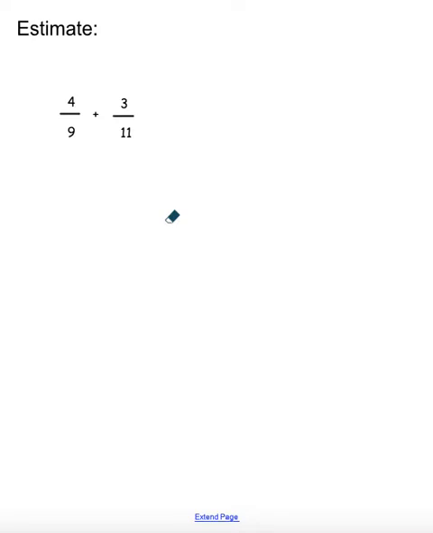So the first one is 4/9 plus 3/11. We are going to estimate these fractions to whole numbers. When I think of the fraction 4/9, I have a couple choices here. I can estimate that fraction to one of these 3. It's closest to nothing, it's close to half of something, or it's close to a whole. And I do this by looking at my denominator of 9. And I ask myself, what's half of 9? Half of 9 is 4.5. And I'm going to use that number to compare my numerator with.